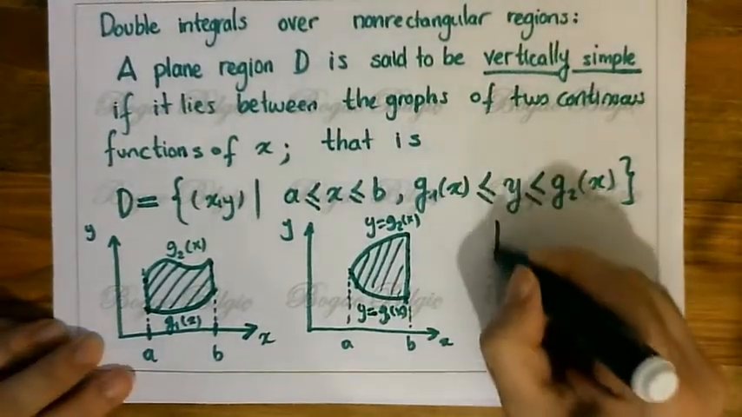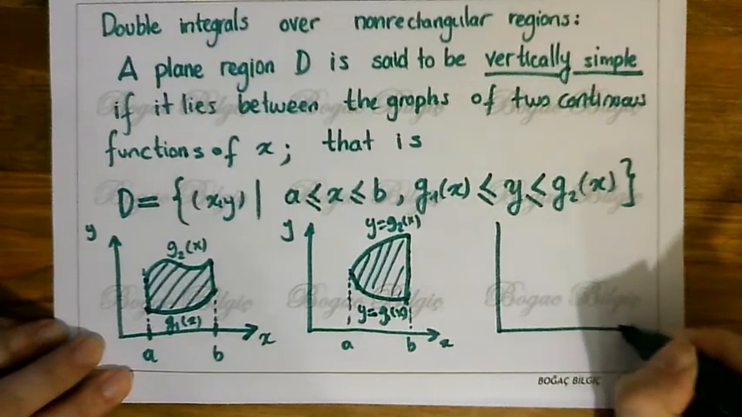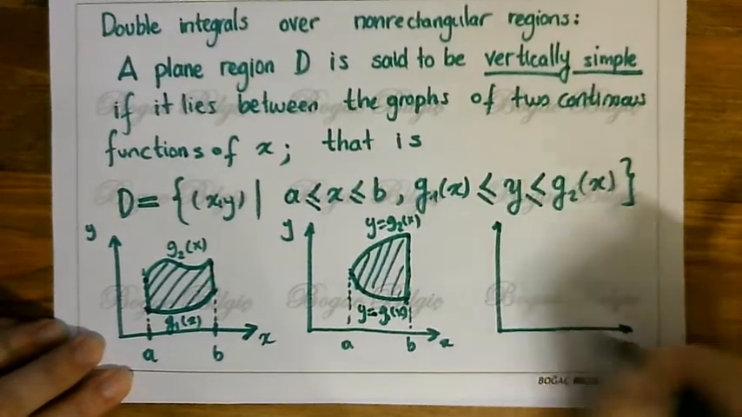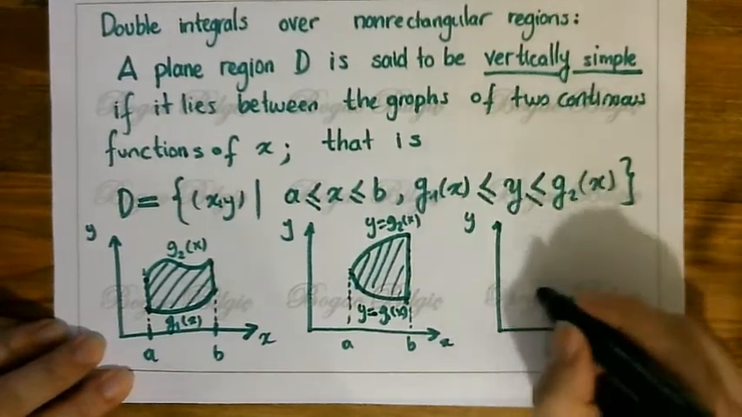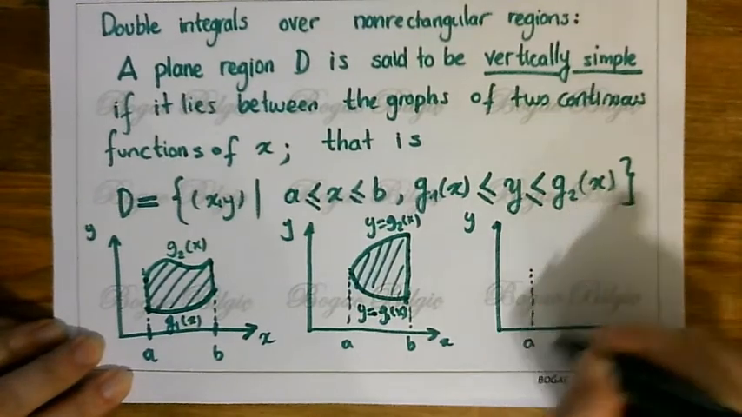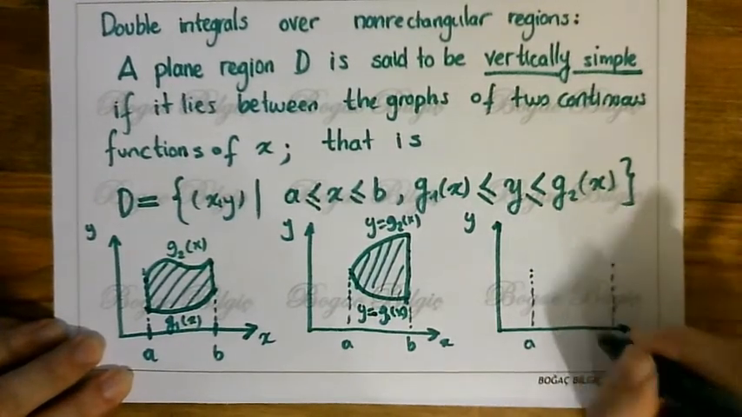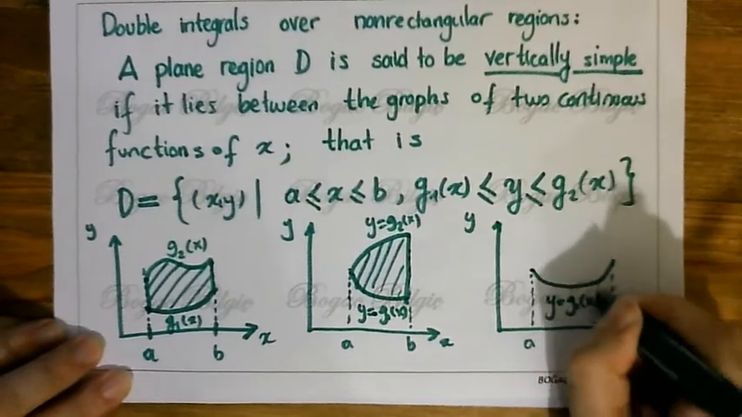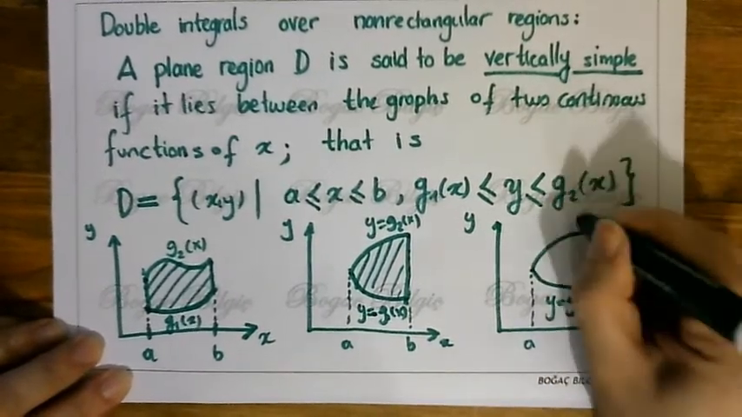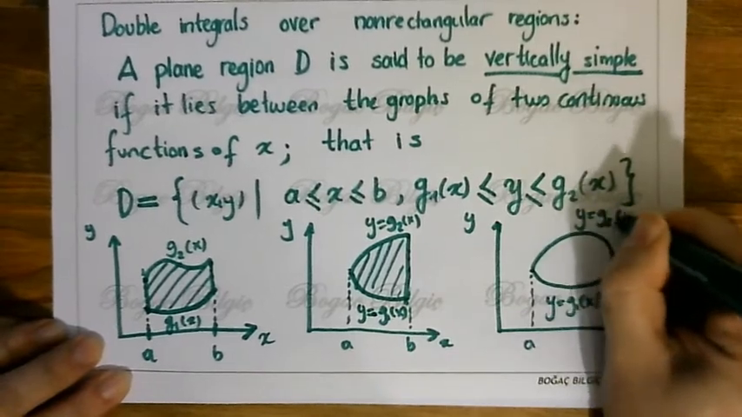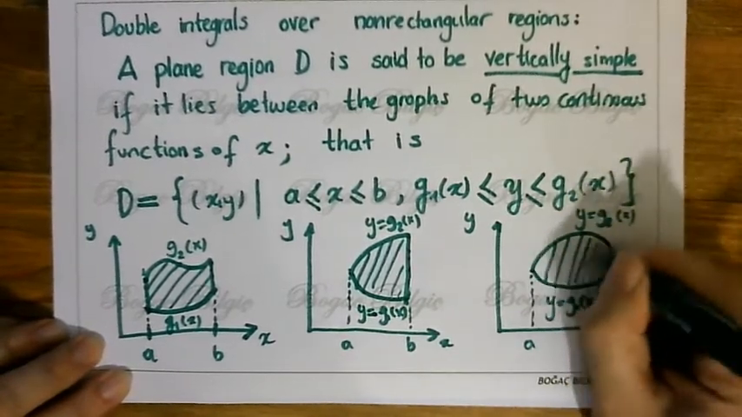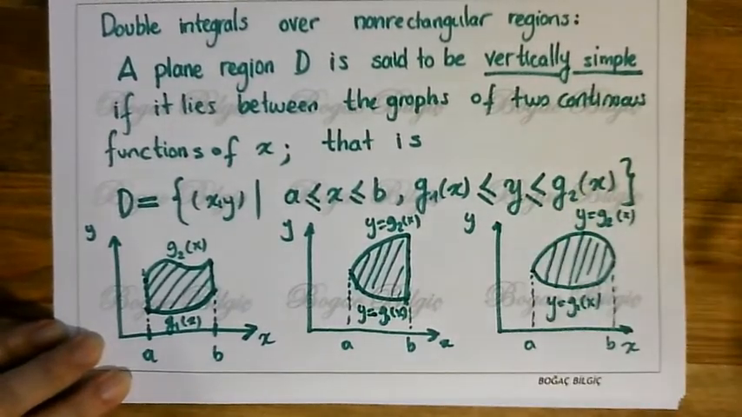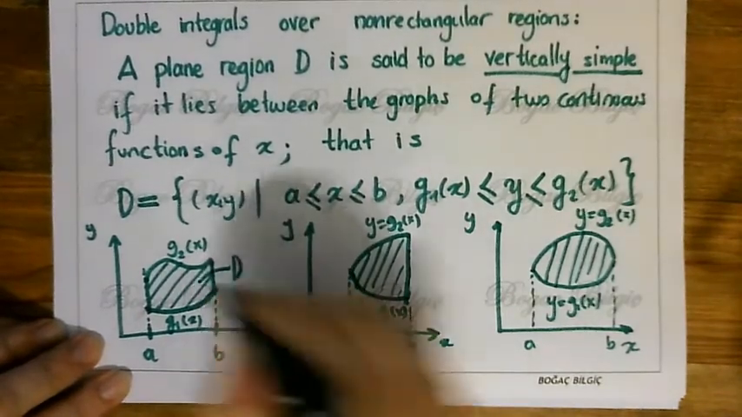Another example: x, y, a, b, y is g1(x) and y is g2(x). The region is this. This is the D region.